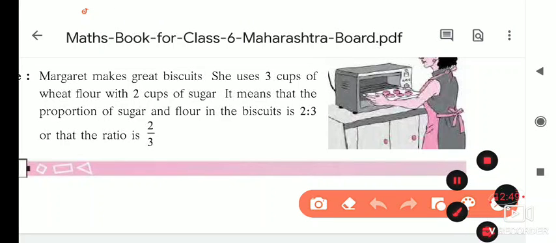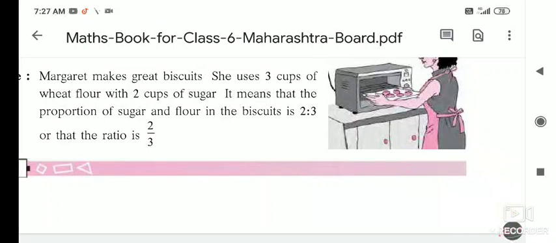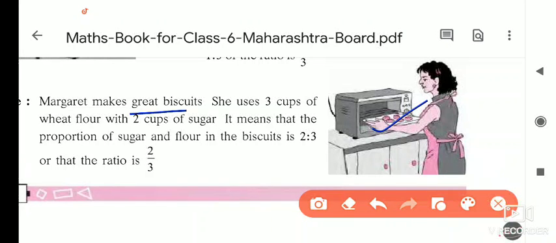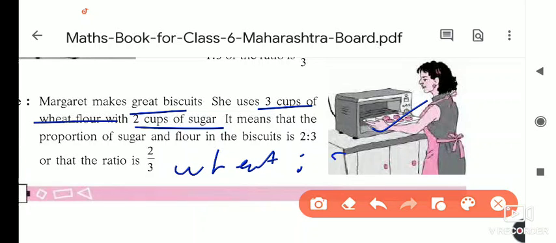Now here it is Margaret, and she is preparing cookies, biscuits. Margaret makes great biscuits. She uses 3 cups of wheat flour with 2 cups of sugar. So 3 cups of wheat for 2 cups of sugar. Wheat is to sugar proportion. If she is taking 3 cups of wheat, then how much is sugar's proportion?